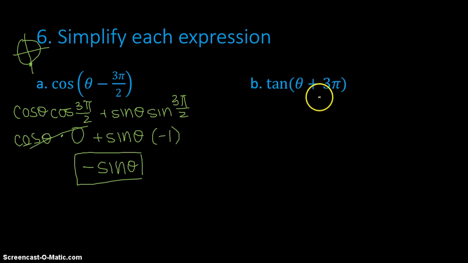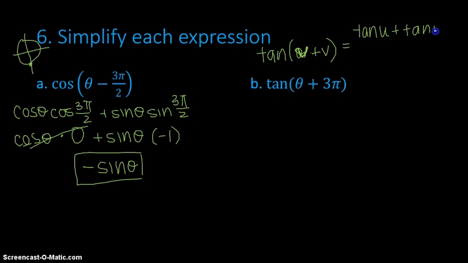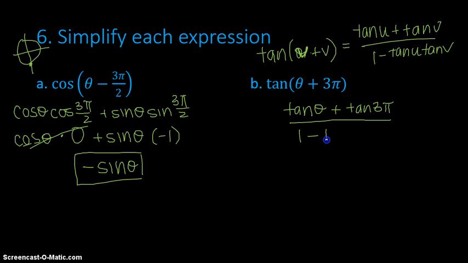On the second one, tangent of theta plus 3 pi, this is the first tangent one we've done, so I will go ahead and write that formula back out for you. Tangent of u plus v equals tangent of u plus tangent of v all over 1 minus tangent of u, tangent of v. So when I do this, this is going to be tangent of theta plus tangent of 3 pi all over 1 minus tangent theta, tangent 3 pi.